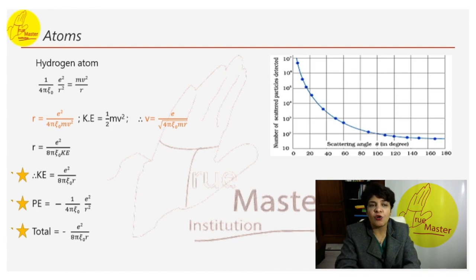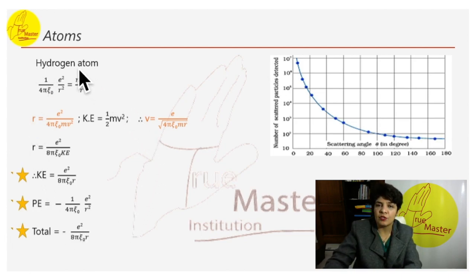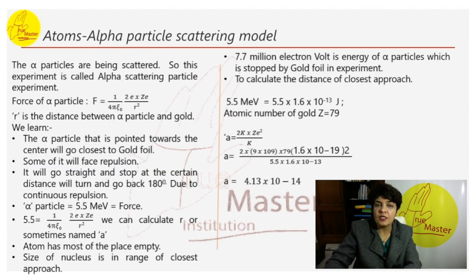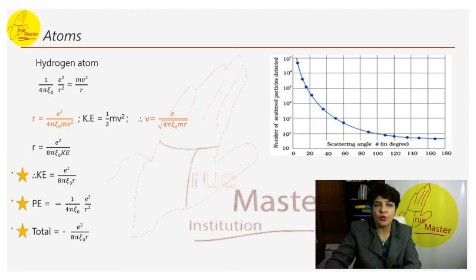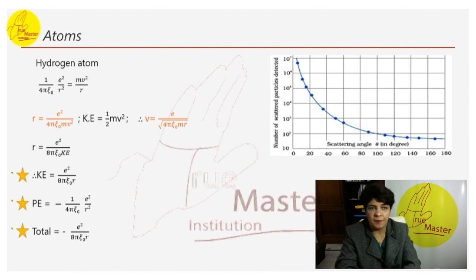So Bohr's theory of hydrogen atom. A hydrogen atom consists of a single electron which revolves around the nucleus in a circular orbit of radius r. We are studying Bohr's theory because we could not rely on Rutherford's model, which cannot explain the stability of the atom. So what does the Bohr theory of hydrogen say? Here Z is the atomic number, and for hydrogen Z will be 1.